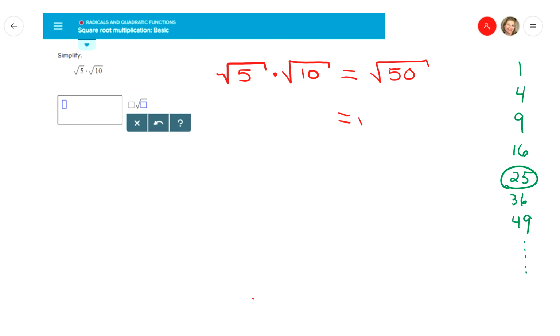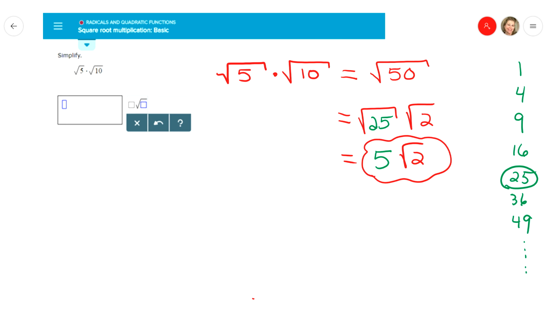So I would break this down to be the square root of 25 times the square root of 2. And of course, the square root of 25 is 5, because 5 squared is 25. And so that would give me 5 times still the square root of 2, because you can't take the square root of 2. So this is leaving it in simplified radical form.